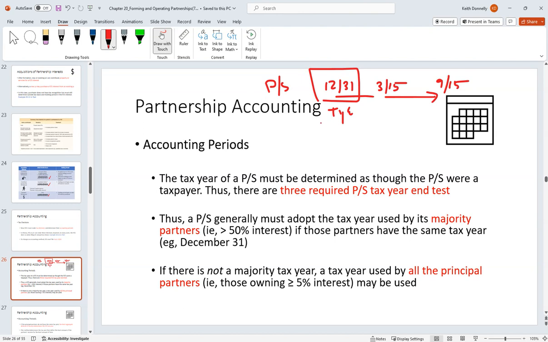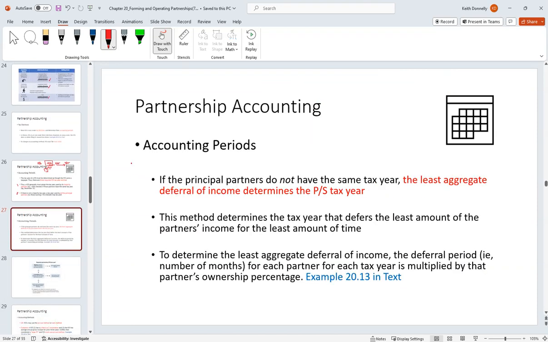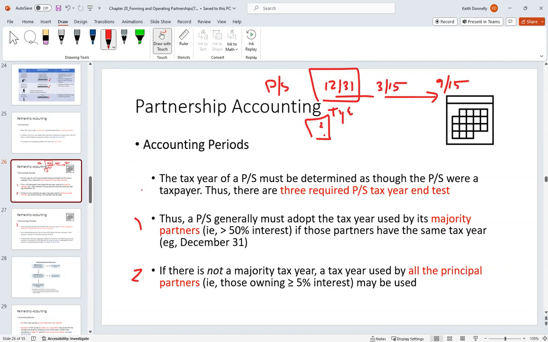But the question becomes, how do you know what the tax year end is? Well, they give you three tests, 1, 2, 3, and you have to follow them in this order. So, we're trying to determine the partnership's tax year end because the return is due 2.5 months later. So if it's 12/31, it's going to be January, February, 2.5 months later, March 15th. And we would apply that 1, 2, 3 framework to whatever the tax year end is.